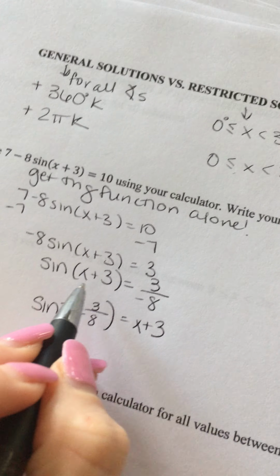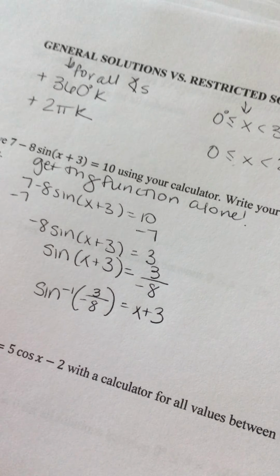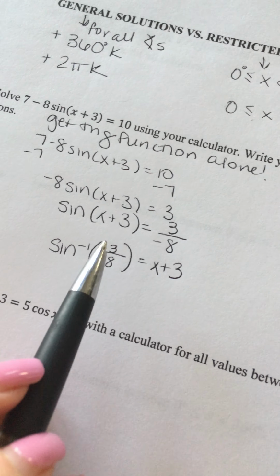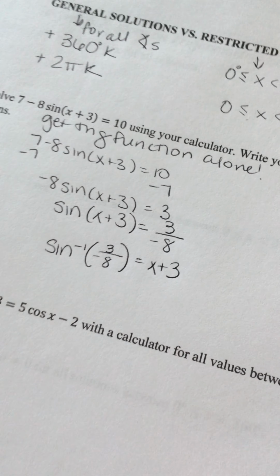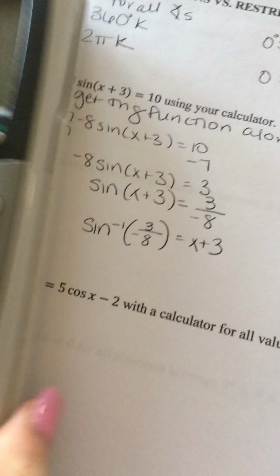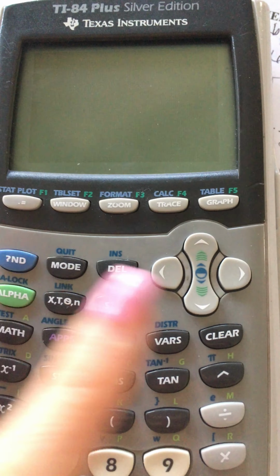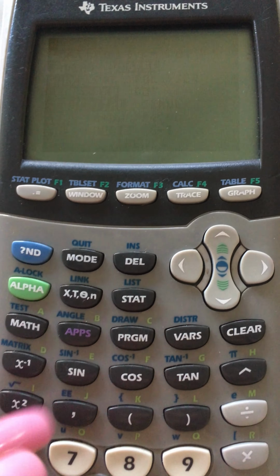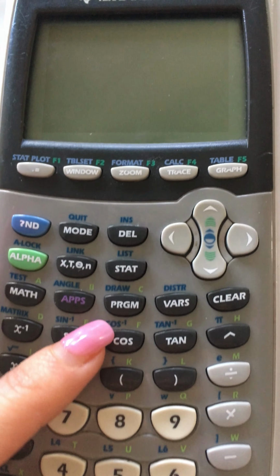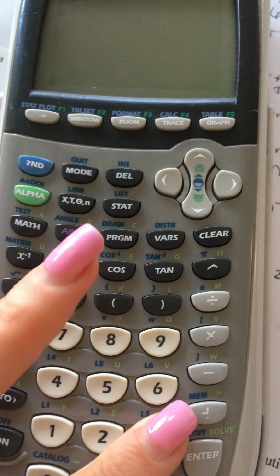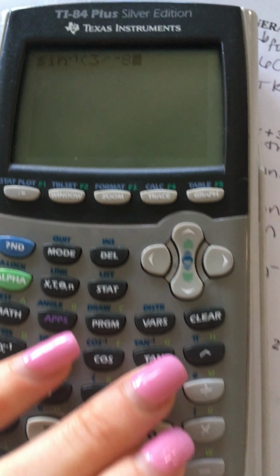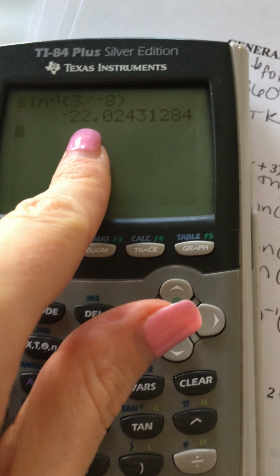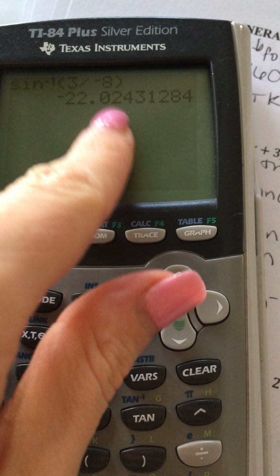Okay, we inverse it, so I find out what's on the inside, very similar to the last problems we just did when we did the a minus 60 or the a minus 25. So I'm going to find what sine inverse of negative 3 over negative 8 is. Okay, and I want to be in degrees, so my calculator's in degree mode. So I'm going to go sine inverse of 3 divided by negative 8. Looks good. All right, negative 22.2 degrees.